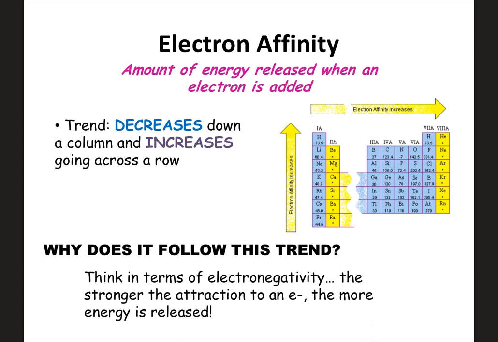If an atom wants electrons, and as you go across, this is what happens, you're going to get a lot of energy being released. As you go down, the atoms don't want the electrons. They can't attract the electrons toward themselves as much. You're not going to get as much energy.